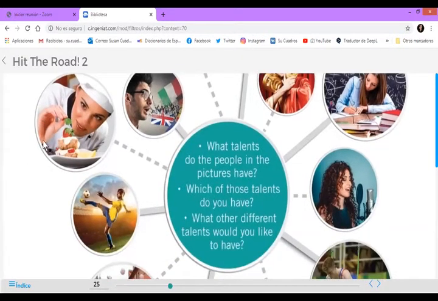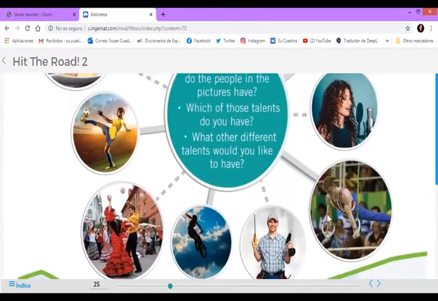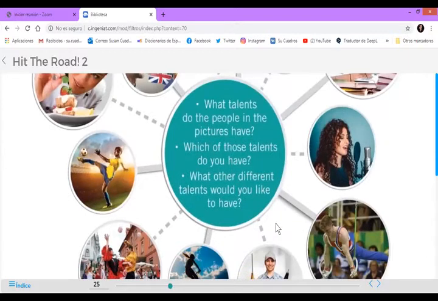I really don't know how to cook. I'm really bad at cooking. Well, dancing, I think I'm really good at dancing too, yeah. But sports, oh, no way. I don't practice any sport, but you have to.